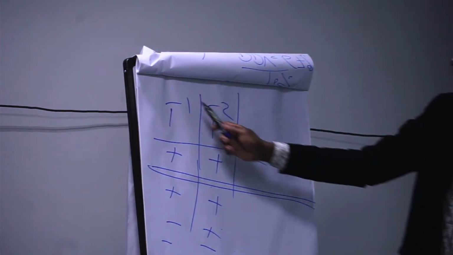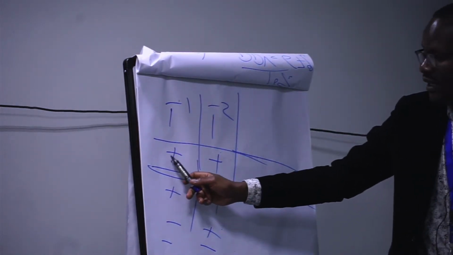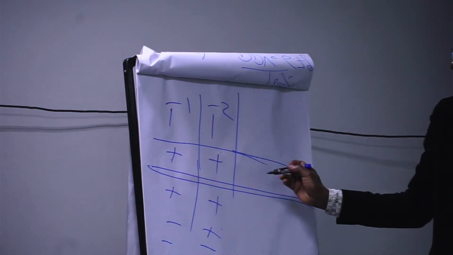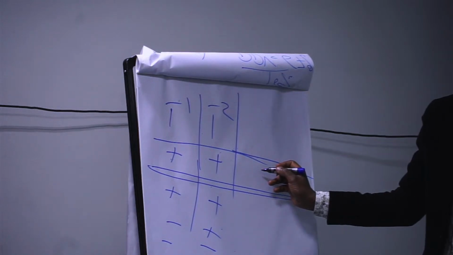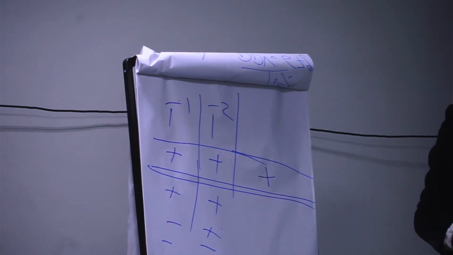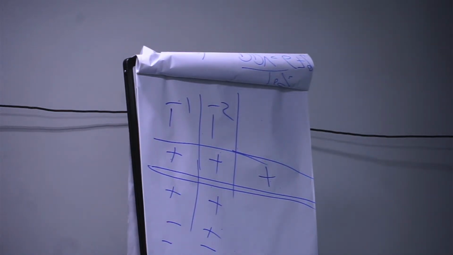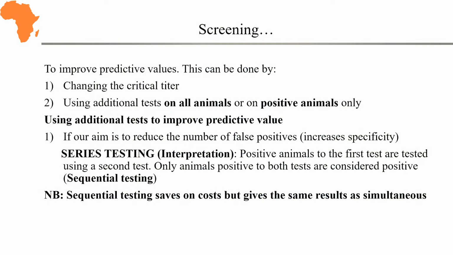If this person is positive in the first test and was subjected to a second test and they're positive, they'll be considered positive. So, go back to the slide. This is what we know as series testing.